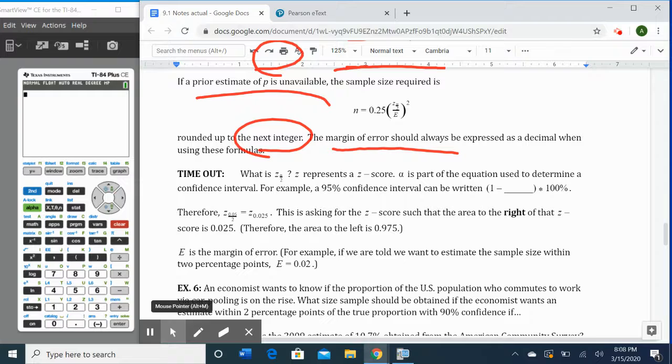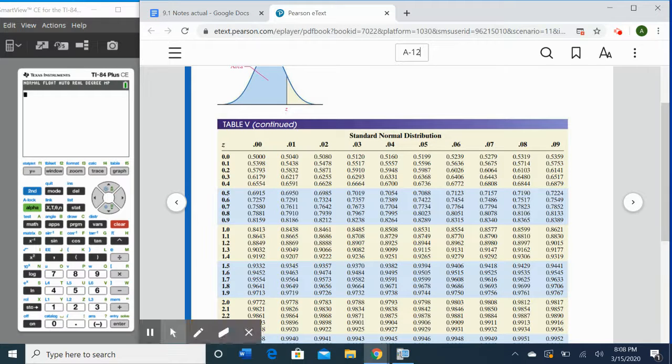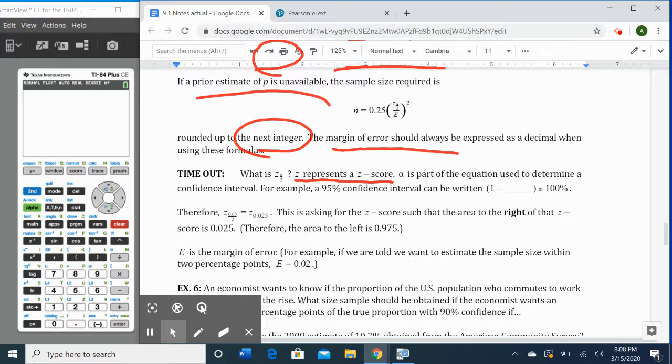So what is Z sub alpha over 2? Well, Z represents a Z-score, which means that if you need to pause this video to go get your normal charts, that's fine. I'm going to need to use these normal charts. Hopefully this doesn't time out on me from time to time on this video.